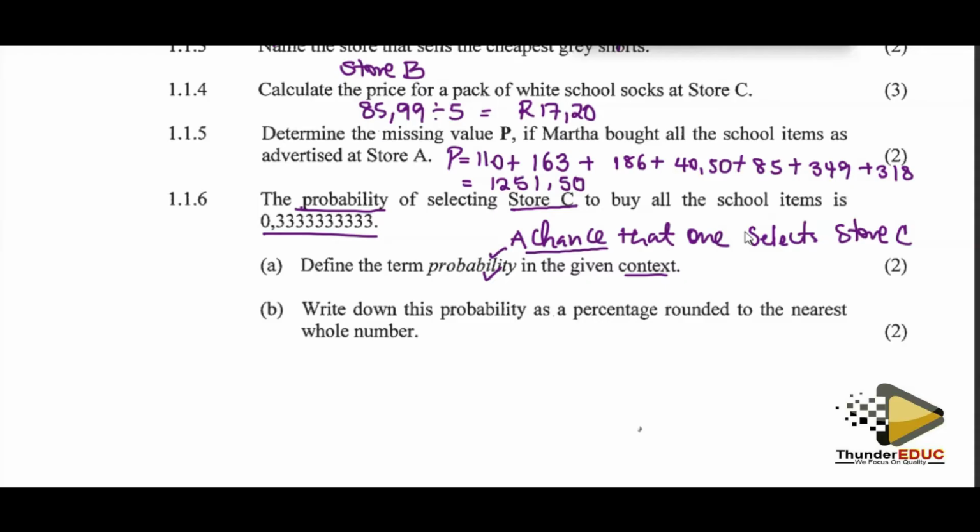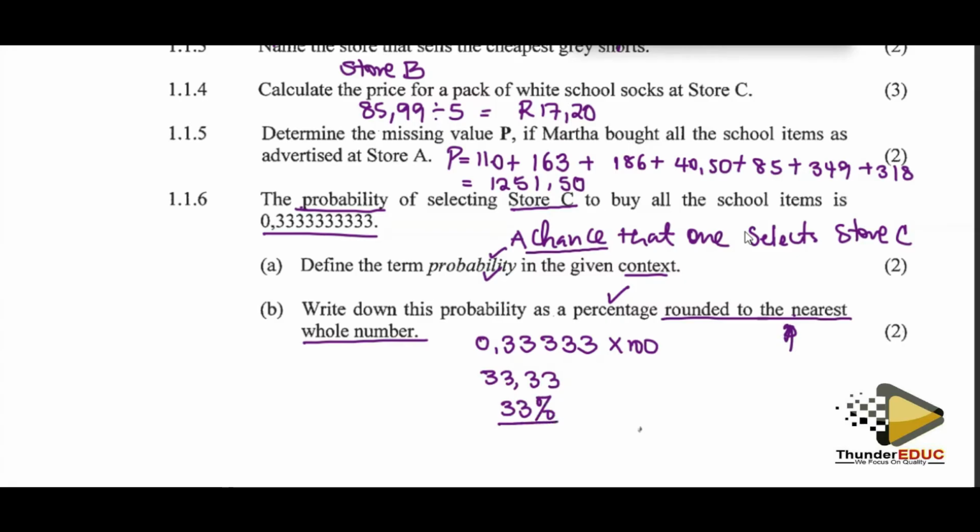All right. Write down the probability as a percentage, round it to the nearest whole number. Take note of that. They are asking us to round off to the nearest whole number. So the probability as a percentage. What are we going to do? We shall get the probability that is given to us there. We multiply by 100. Why am I multiplying by 100? Because they need the percentage. So the answer will become 33.33. Because they told me to round off to the nearest whole number, this will become 33%. And that's your answer.